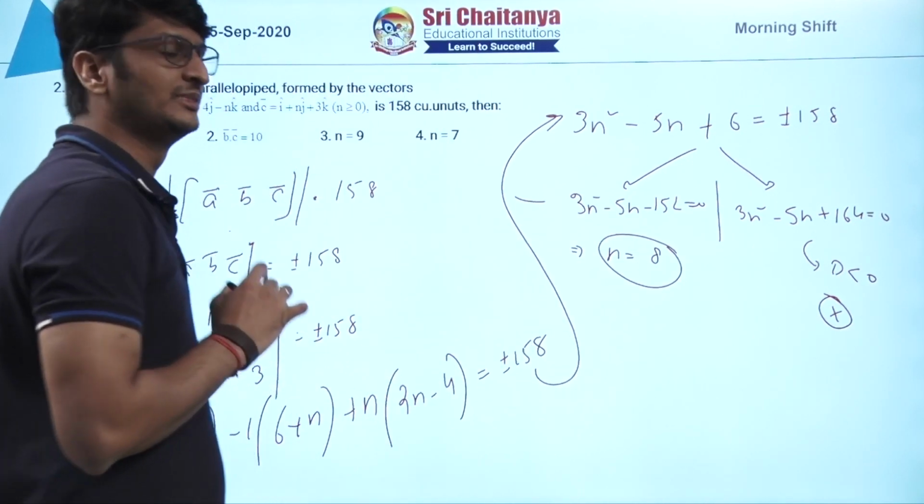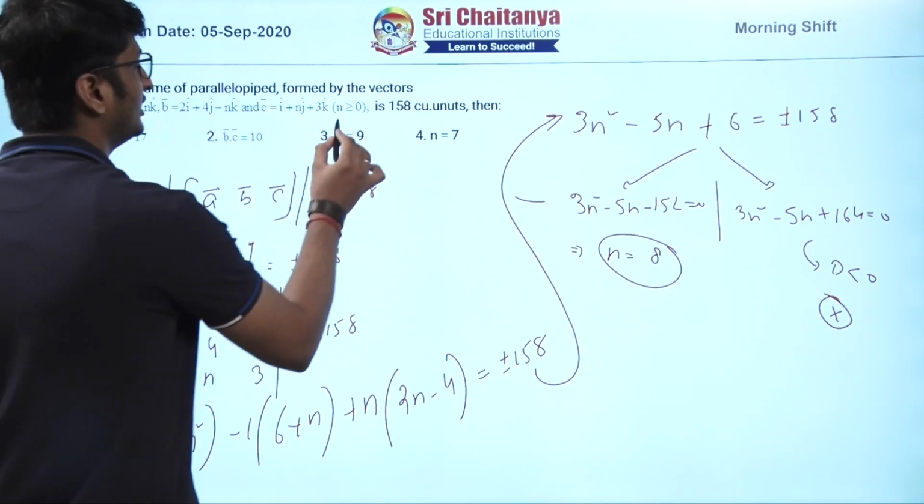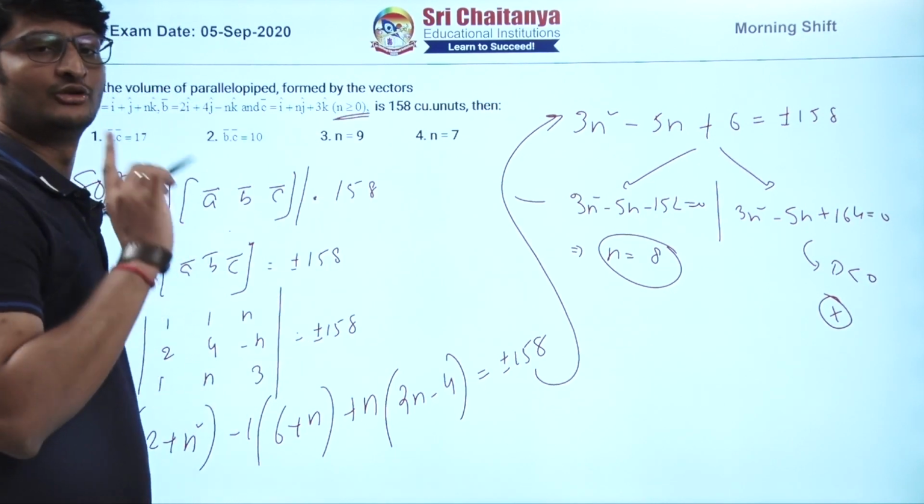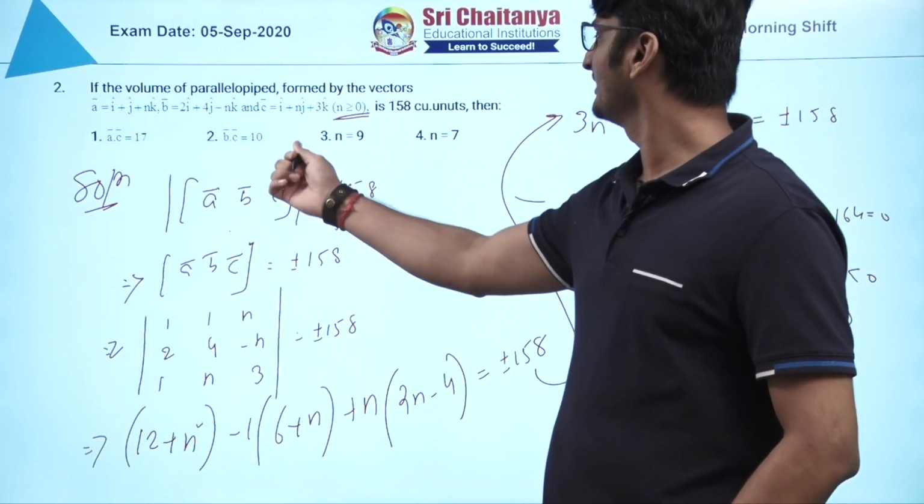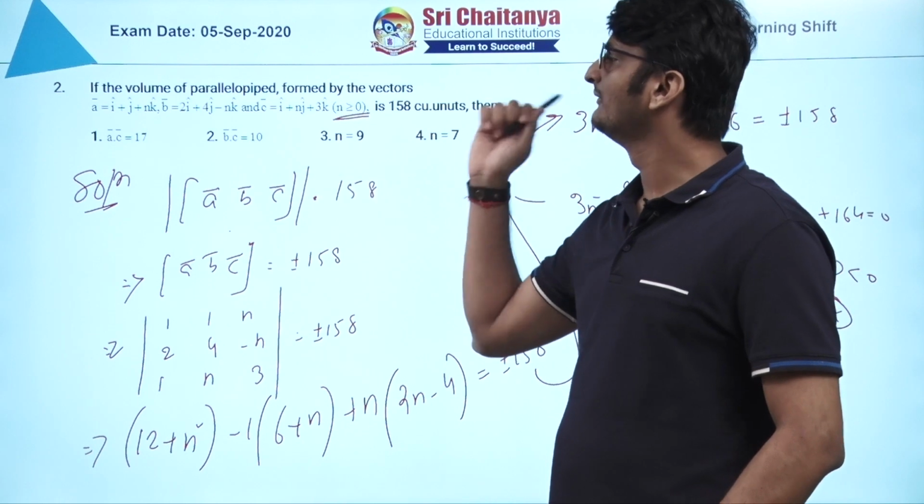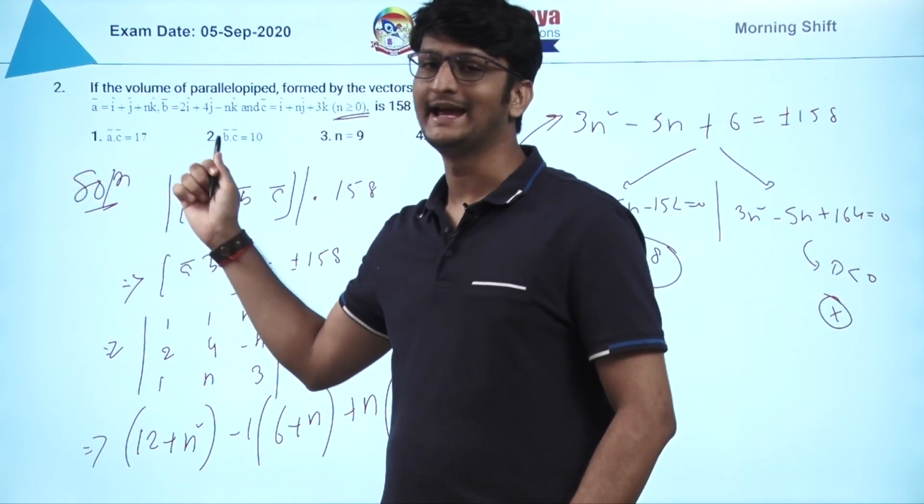We will get two values, but we will be considering only the positive value. You can see here n is given as positive. So, n equal to 8 is the value that needs to be considered, but you can see n equal to 8 is not given in the options. So, we will need to look at option number 1 and 2.